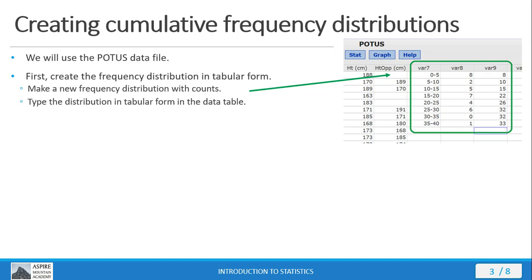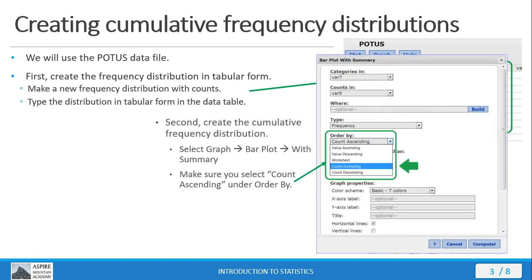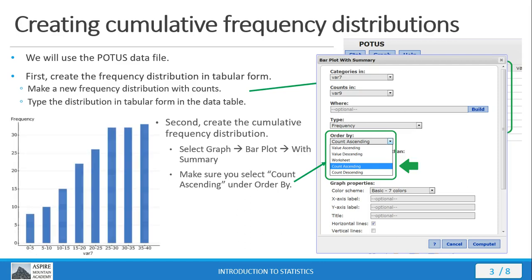Now, if your assignment allows you to import it into the worksheet, that's great. Otherwise, you can just enter it yourself and type it into the worksheet directly. Then we go to Graph, bar chart with summary, because the table is a summary of the data and not the actual data themselves. Then in the options window that appears, we're going to select our categories and then go to order by and select count ascending. Then we press compute and out pops our frequency distribution in graphical form.